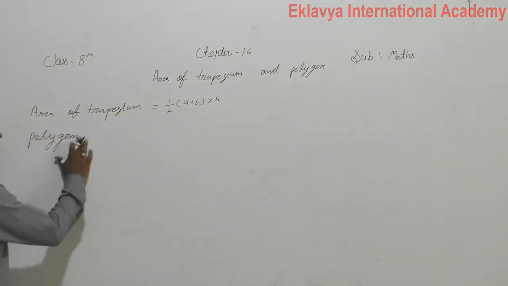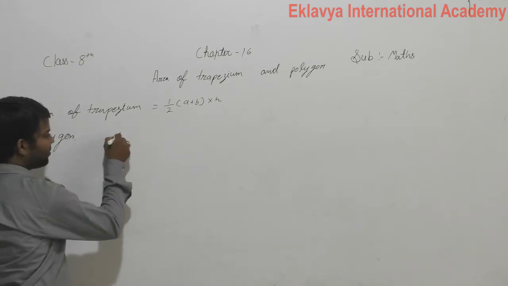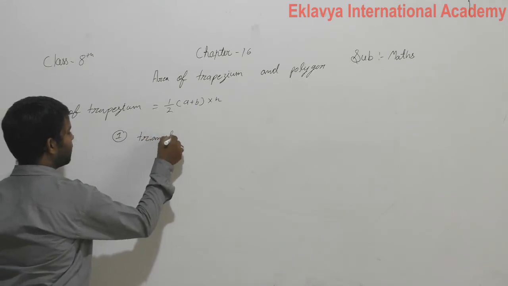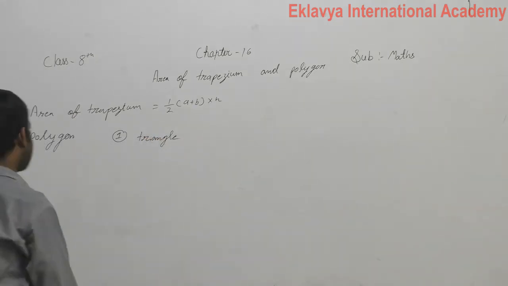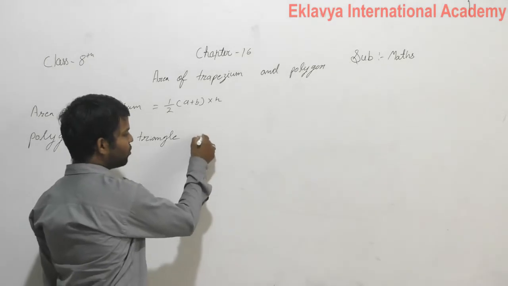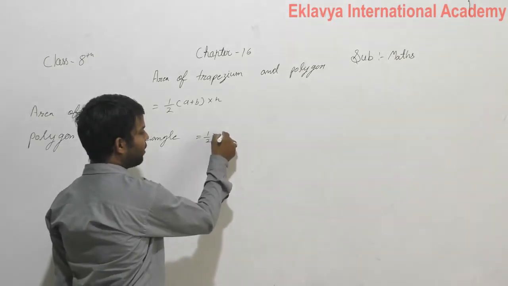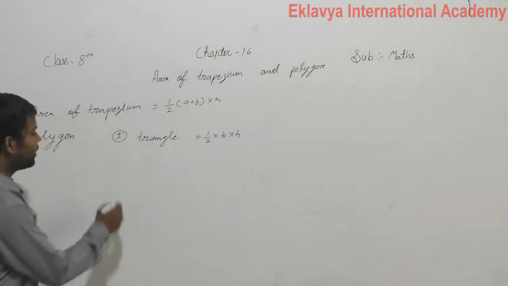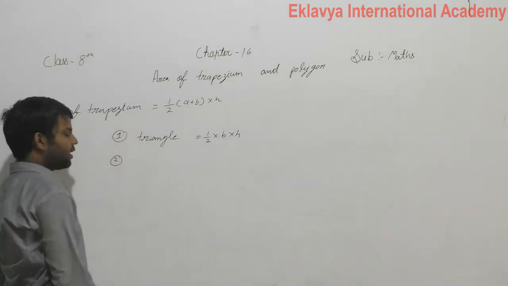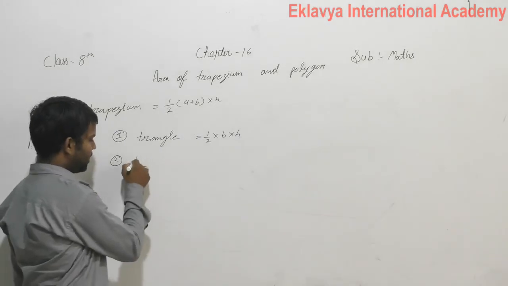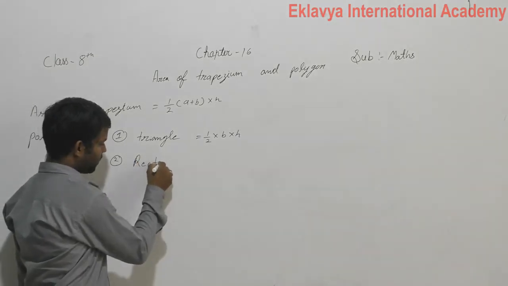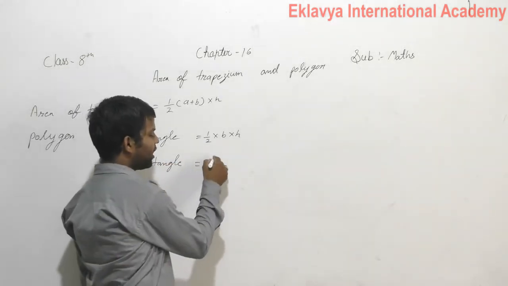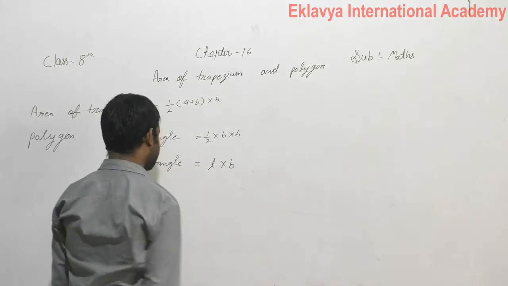we have so many shapes. The first shape is triangle. Then area of triangle is equal to 1 upon 2 bracket base multiplied by height. The second shape is called rectangle. So area of rectangle is length multiplied by breadth.